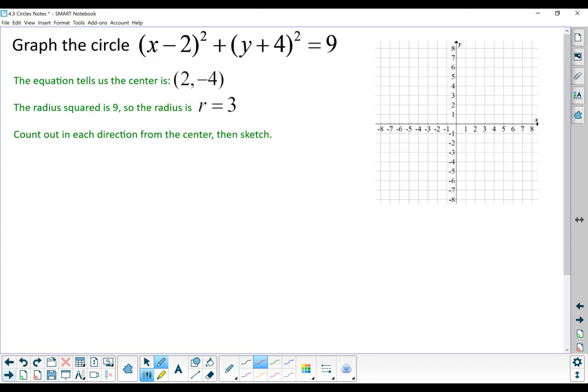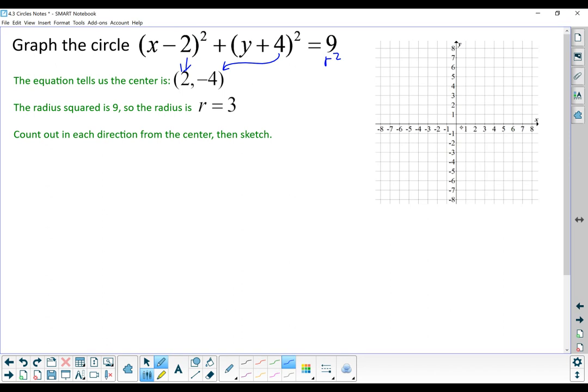So let's graph this one. Usually just after graphing a couple, you'll get the hang of it. So this equation, (x − 2)² + (y + 4)² = 9, tells us that the center of the circle is at (2, −4). So make sure you do a sign change for both. And then because this is our r squared, we know that the radius must be 3.